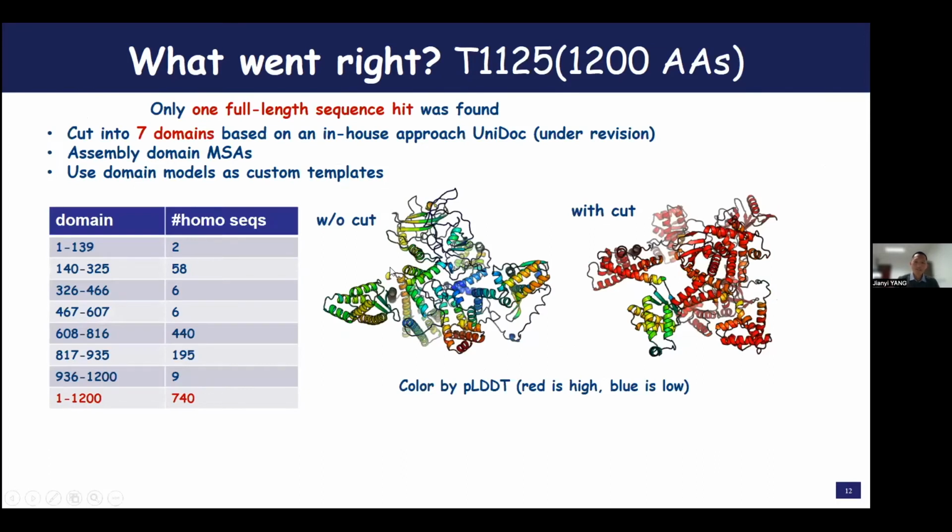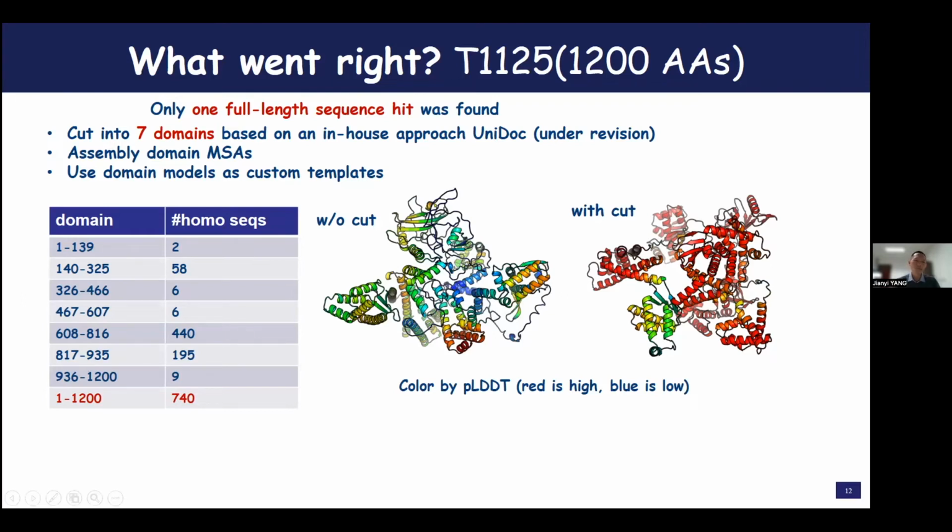So for another target, this one is more than 1,000 residues, but the problem is because of its length. When you search the full length through all databases, we only find one full length sequence hit. So we just try to split the target into domains using our approach called UniDoc. This method is not published yet. This is the domain boundary we predicted, and then we search each domain sequence against the three databases to collect homolog sequences. You can see here, now we can get more homolog sequences for each domain, and then we try to assemble the domain MSAs for the full length target.